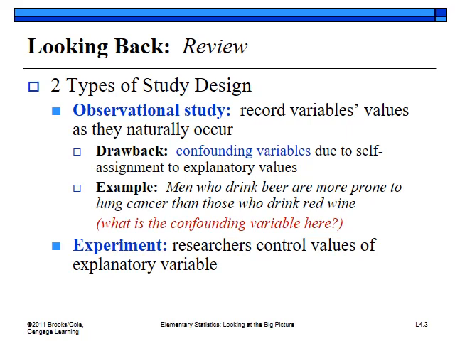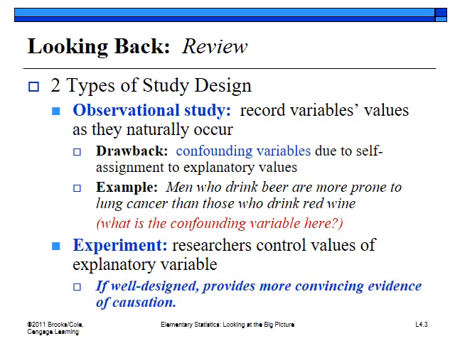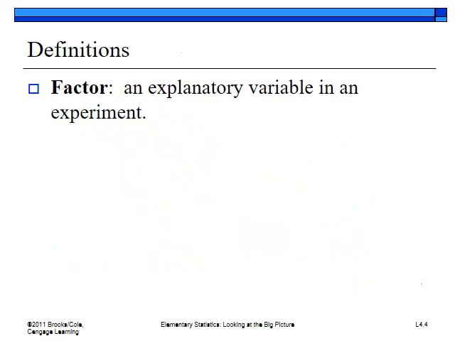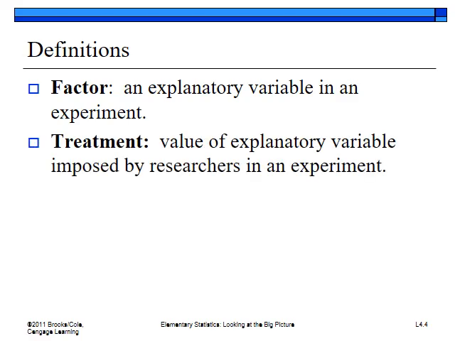The second type of study design is an experiment, where the researchers have control over the values of the explanatory variable. If an experiment is well designed, it can provide convincing evidence of a causal relationship between variables. Let's define some terms used in experiments. A factor is an explanatory variable in an experiment. The treatment is the value of that explanatory variable that the researchers choose for the individuals in the experiment.